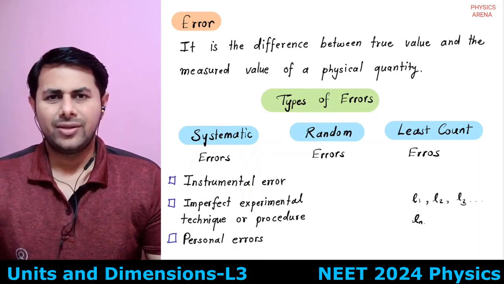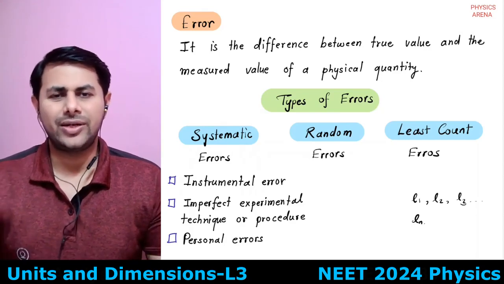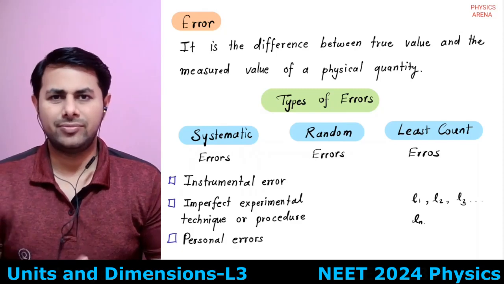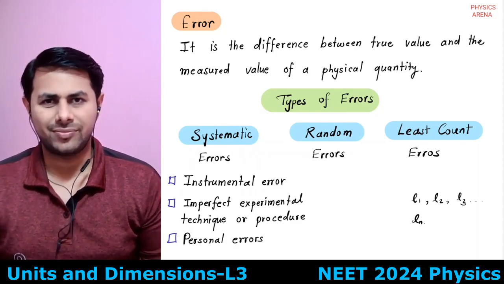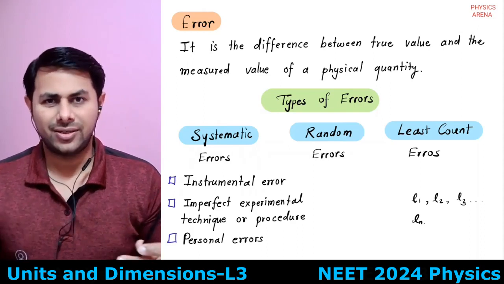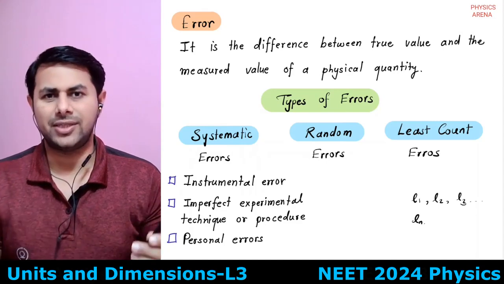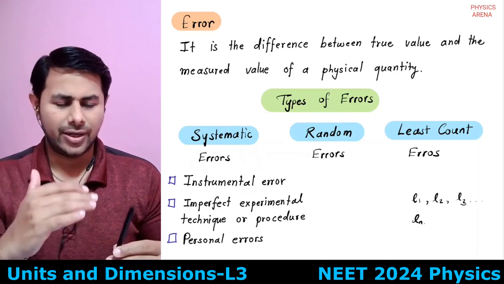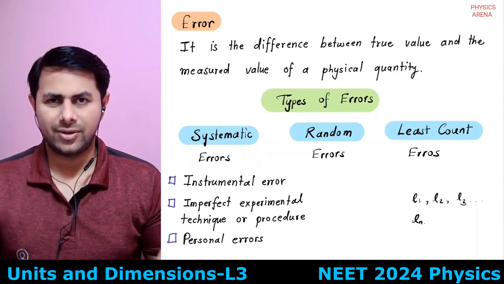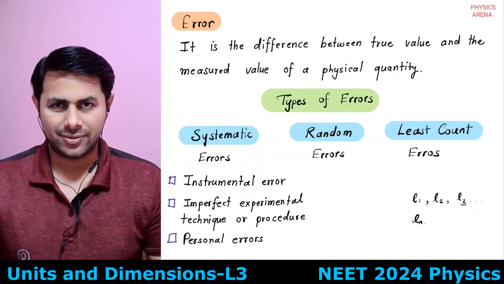Then we can give another example. We take, let's say, a thermometer, and I want to measure boiling point of the water, and the markings on that thermometer are not correct. Let's say for 0 degrees Celsius it shows 1 degree Celsius or something, then for 100 degrees Celsius it will show 101 degree Celsius. All right, so these kind of errors are the instrumental error.